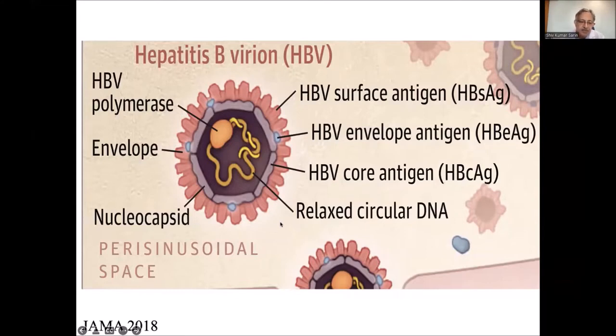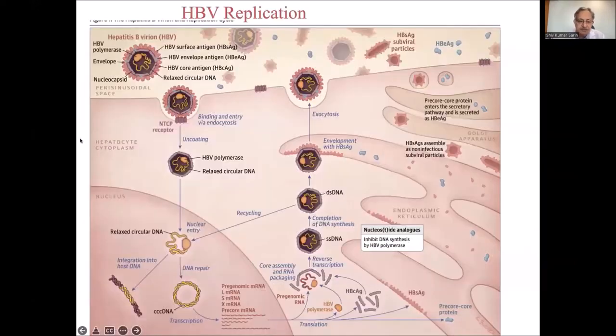The next important part is the DNA. The DNA in this is normally like this. But whenever there is replication and others, you lose this polymerase and it becomes a covalently closed circular DNA. So whenever we have a person, the cell must die, otherwise this DNA cannot come out. Now this is a hepatocyte.